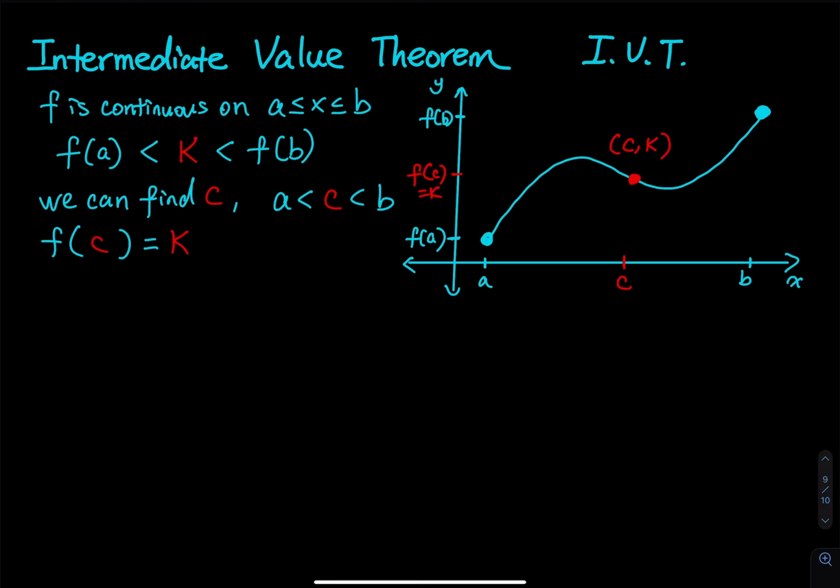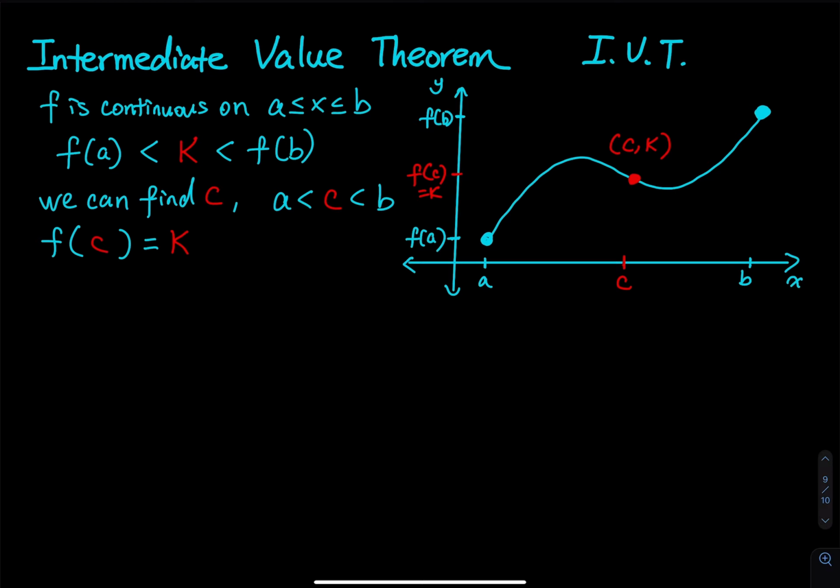And then what the IVT says is you can pick an x value c between a and b, such that when x is equal to c, y is equal to k. So that means between point A and point B, there is a point C. C is between A and B, such that when x is equal to c, y is equal to k. If you look at the y value, f of c is equal to k. f of c is between f of a and f of b.